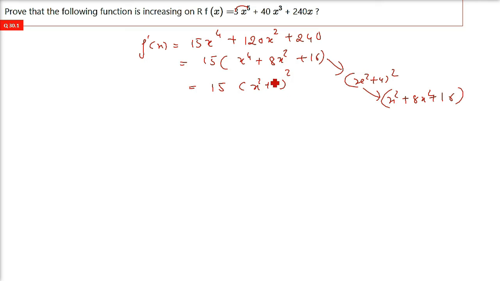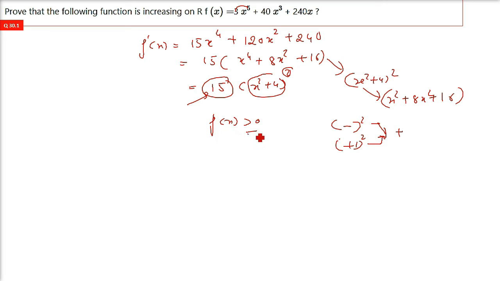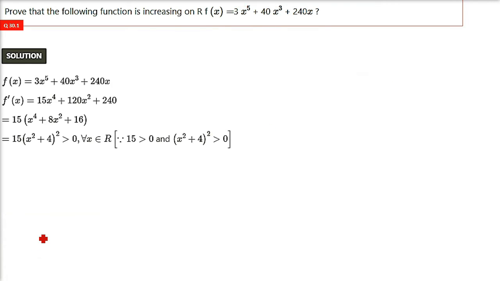Now the logic is clear. 15 is a constant, so no problem with positive or negative. Anything squared, whether you take a negative or a positive, anything of even power will always be positive. So this will always be positive, that is f dash x will be greater than 0. So this is how we are going to write, and this is a very straightforward question.